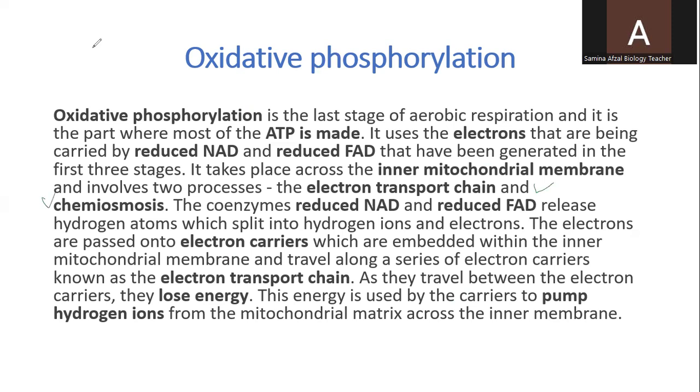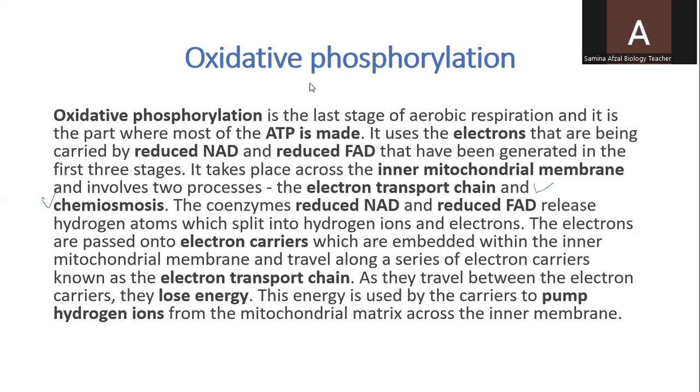So the coenzymes reduced NAD and reduced FAD release hydrogen atoms, which split into hydrogen ions and electrons. The electrons are passed on to electron carriers, which are embedded within the inner mitochondrial membrane, and travel along a series of electron carriers known as the electron transport chain. As they travel between the electron carriers, they lose energy. This energy is used by the carriers to pump hydrogen ions from the mitochondrial matrix across the inner membrane.